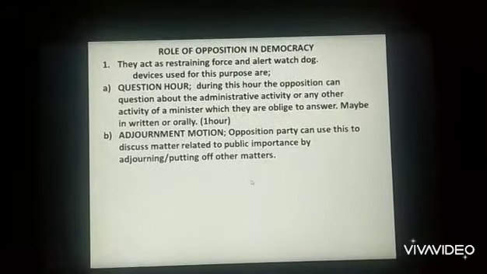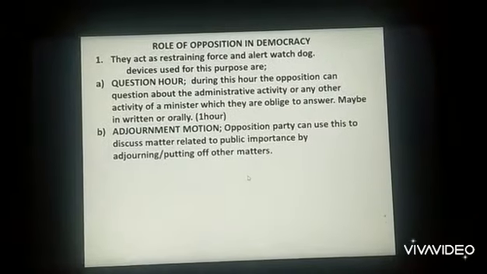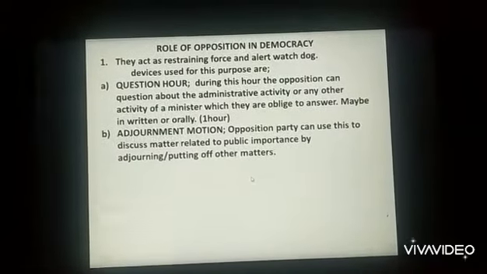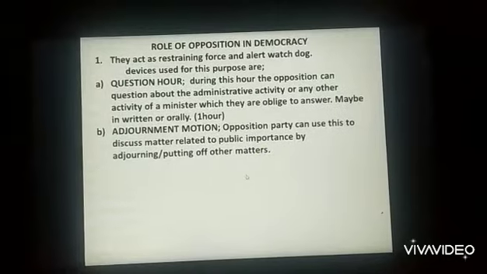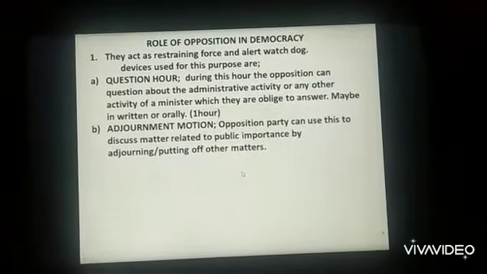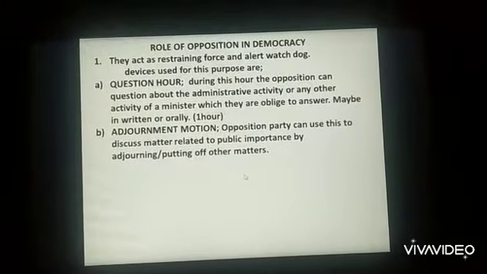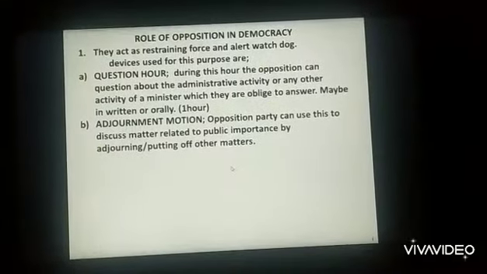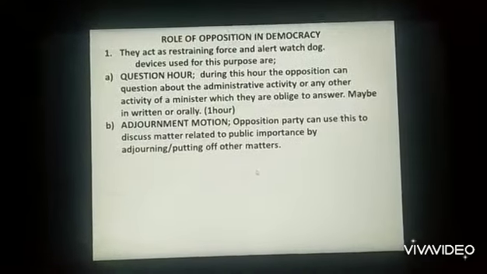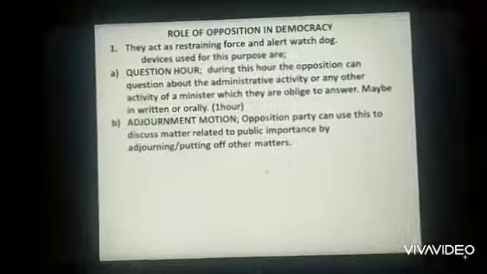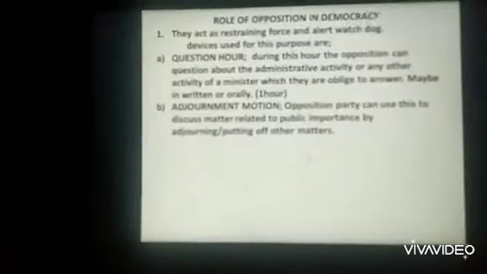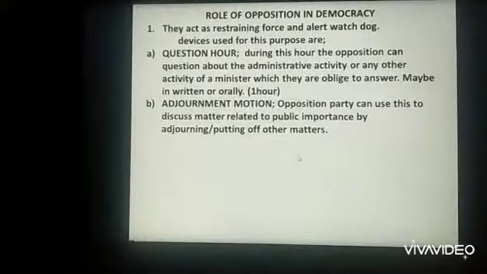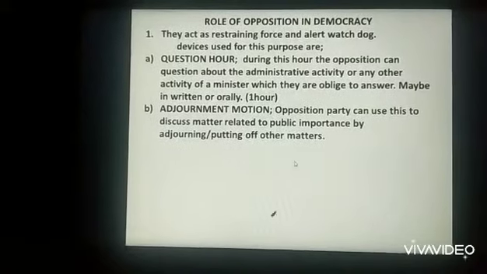Something like, the government wants to discuss some other issues, but since at this present time the people are facing the destruction of COVID-19 cases, the opposition can ask the government to put off other discussion and rather discuss the COVID-19 matter, which is very important at this present time. So that is called the adjournment motion.